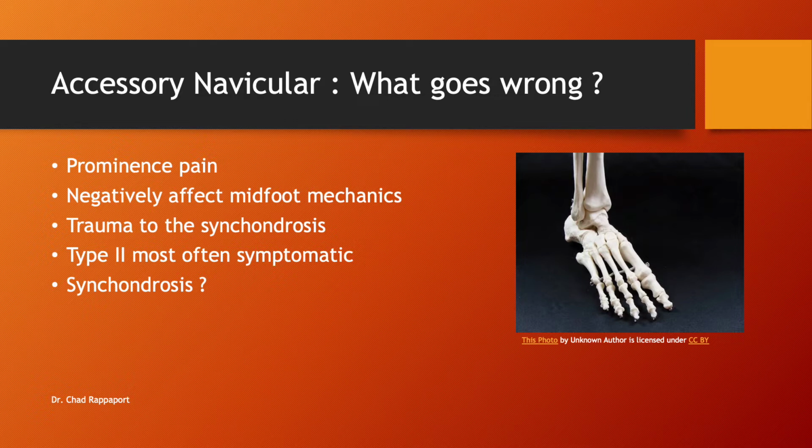As it became evident that there were pathological ramifications to an accessory navicular, theories arose as to how and why. These included prominence pain, the negative impact that the accessory navicular was thought to have on midfoot mechanics, and trauma to the synchondrosis. As it became clear that type 2 accessory naviculars were most often symptomatic, more precise investigations and theories arose with regards to repetitive trauma to the synchondrosis.